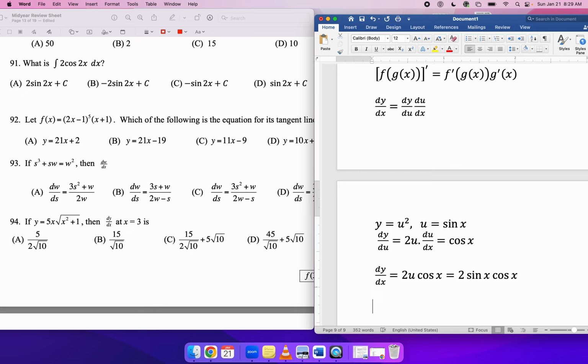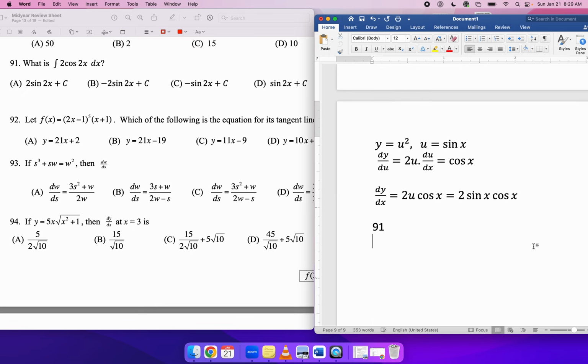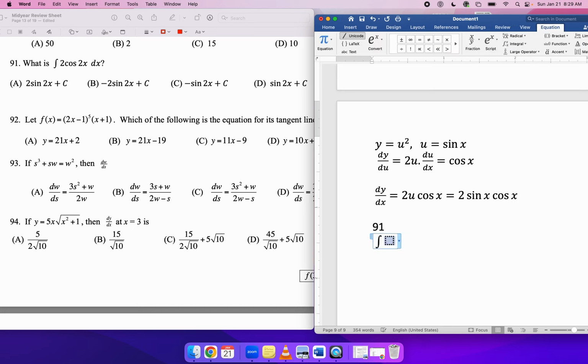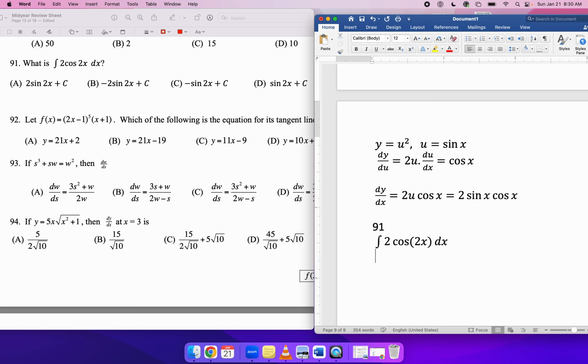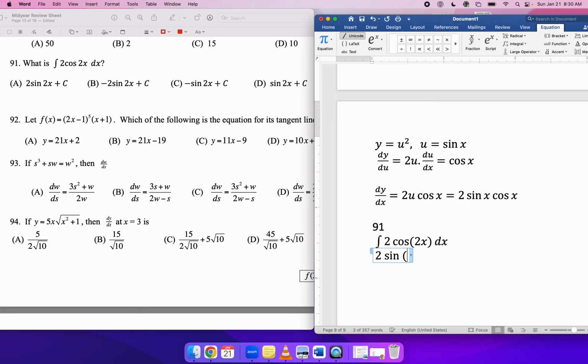Anyway, number 91. What is that antiderivative? Yeah, this is a bit tricky. We haven't really talked about antiderivatives involving compositions. I think they basically expect you to guess. I would guess something like 2 sine 2x. The 2, I think you should just copy, and the antiderivative of cosine is sine. So maybe the antiderivative of cosine 2x is just sine 2x.